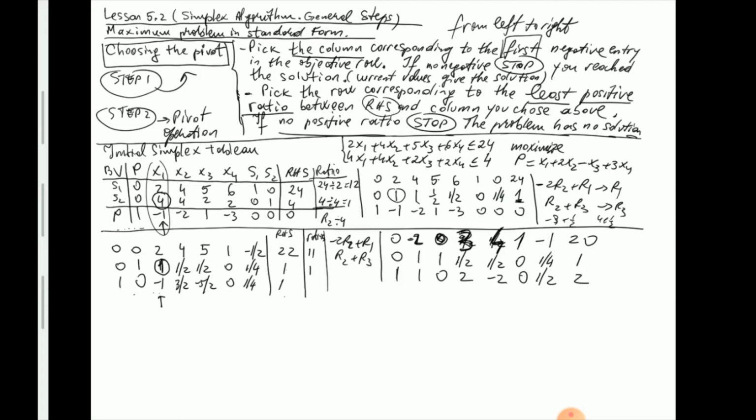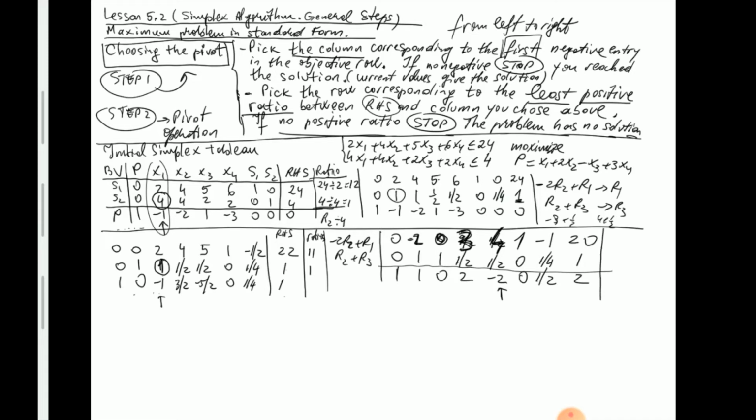So I actually purposely chose this example to have more pivoting operations just to see how it evolves. Many problems, just to make them short, will stop after 1 or 2 pivoting operations. So notice we're still not done, right? You still have negative entries in the P row. So you still have to do the pivoting operation one more time. So this is the pivot column.